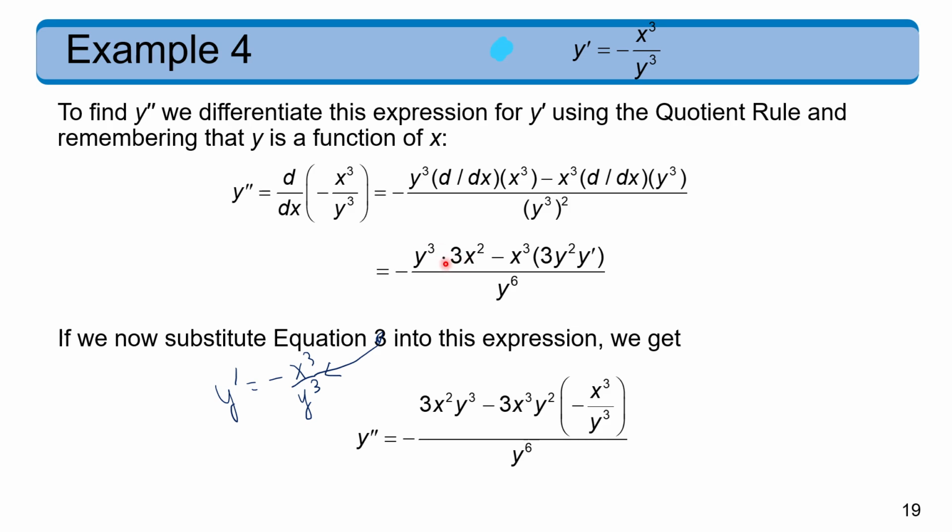So 3x squared y cubed. Keep the minus sign out in front, by the way. And then here, minus 3x cubed y squared, and then we make the substitution right here. And we keep the denominator the same. So technically we're done, right? We have our formula here for y double prime, but on the next slide we'll do just a little more simplification to make it look better.